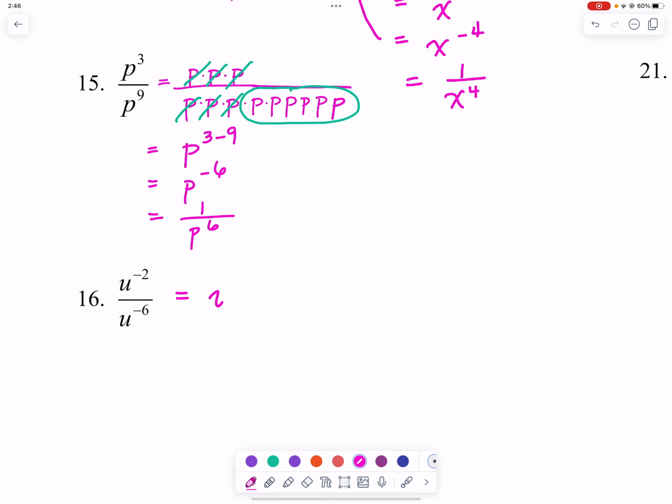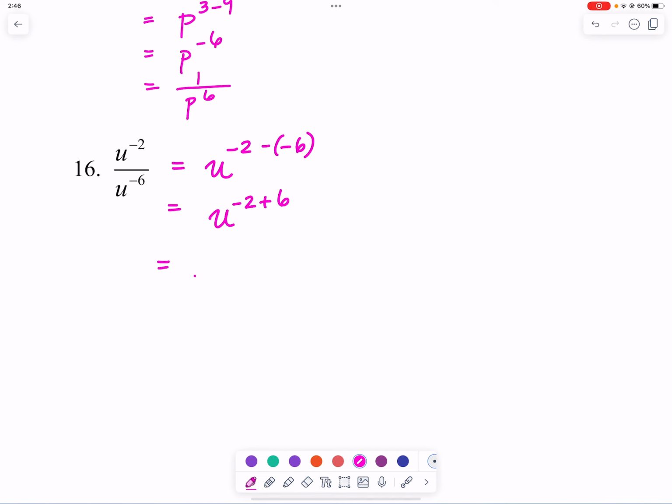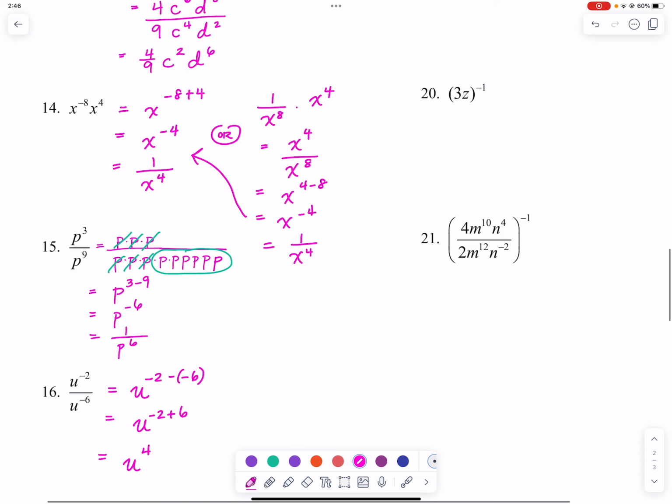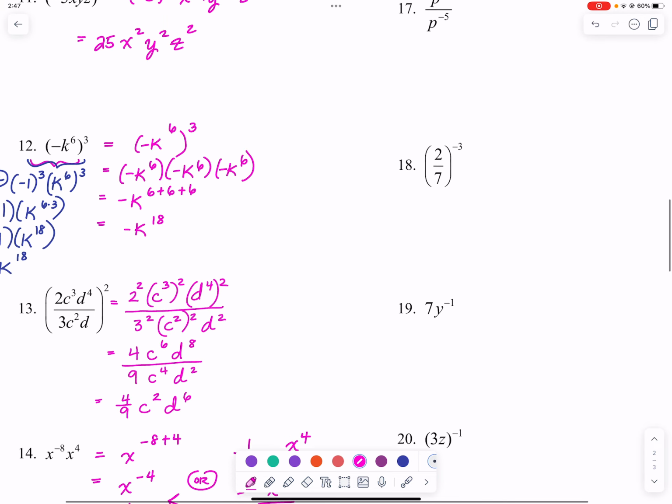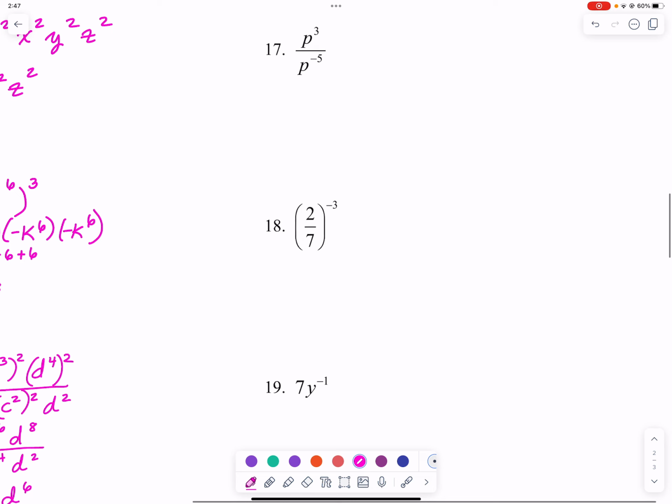Okay, here we have u to the negative 2 minus a negative 6. Again, when we divide, we subtract our exponents, and we end up with u to the 4th. Let's take a look at number 17. We're going to do the same thing. It's the same base. Since we're dividing, we are going to subtract those exponents, and that's 3 plus 5, and that is p to the 8th.